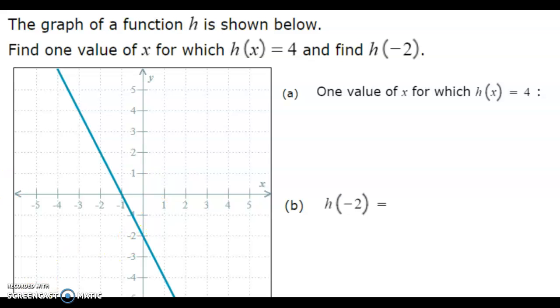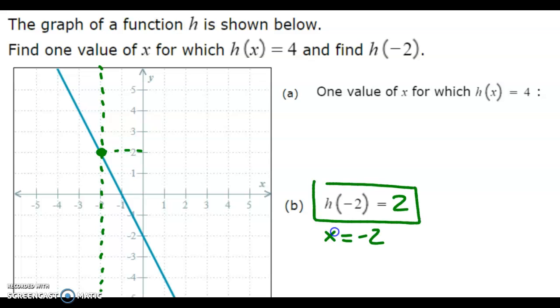So that h of negative 2 is what we've been talking about, okay? So that is when x equals negative 2, what's my graph doing at h? It's at 2, right? So h of negative 2 is equal to 2 because at negative 2 on the x-axis, the graph is up at 2 on the y-axis. That's that ordered pair negative 2, 2.